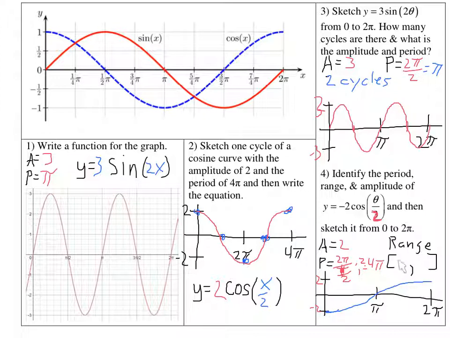So now we want our range. Now our range is just from, well, our lowest point is negative 2 to our highest point of 2. So it'd be from negative 2 to 2. That would be your range for this particular cosine graph. And again, I changed that to a 2 there because a third would have been a little uglier than I'd want it to be.